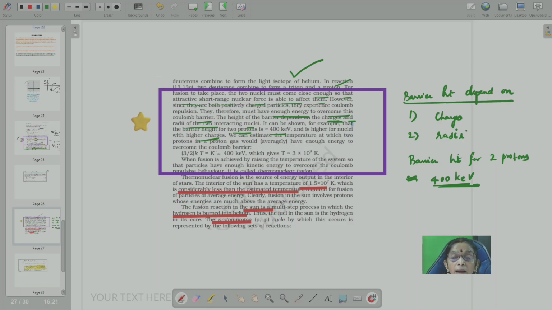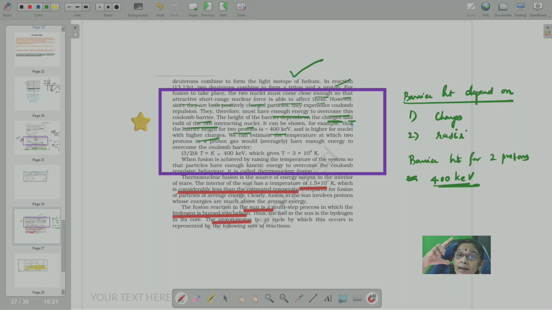So the barrier height, in order to overcome, see, two protons are coming together. I am talking about fusion. Listen very carefully. It's very simple. It will be asked in one more question. During fusion, Coulomb's repulsive force will dominate. How is it that the charged particles are fusing? You have to say that for charged particles to fuse, energy has to be given to overcome this barrier.